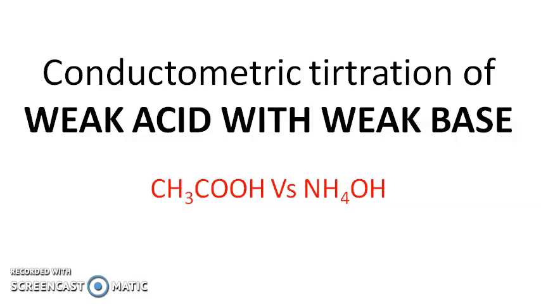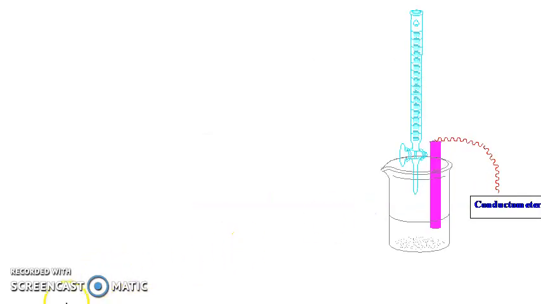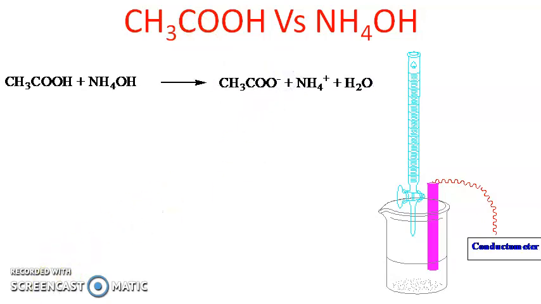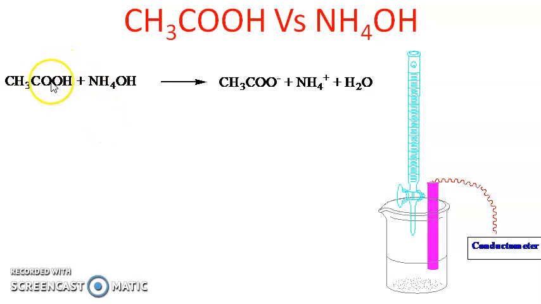We shall take as an example acetic acid and ammonium hydroxide. As seen earlier, this will be the experimental setup for the reaction between acetic acid and ammonium hydroxide. In the beaker you take acetic acid, dip the conductivity cell into it, connect it to a conductometer, and fix a burette containing ammonium hydroxide. Now both acetic acid and ammonium hydroxide will not ionize completely, so in the reaction also we'll write them in the unionized form, and when acetic acid and ammonium hydroxide react, ammonium acetate will be formed.